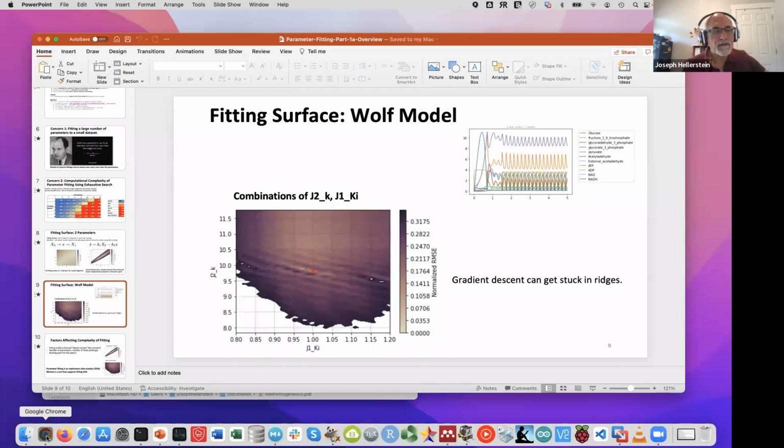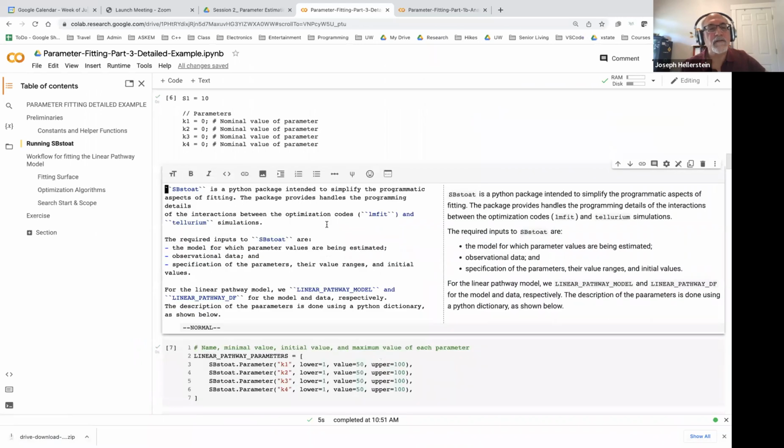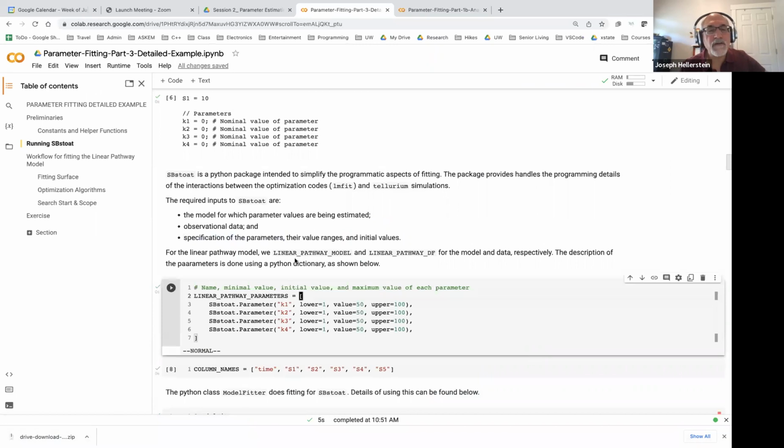Okay, let's go back. So here I am. When we say specification of value of the parameters, the subtlety here is that you've got to specify a range and you've got to specify initial values. And that actually is part of the exploration: choosing your range and the initial values.